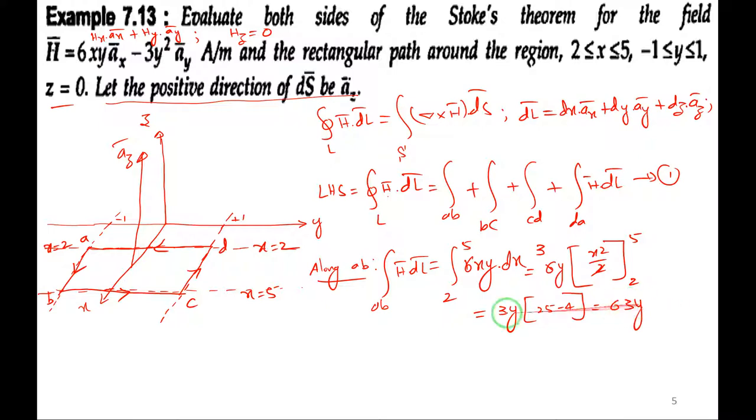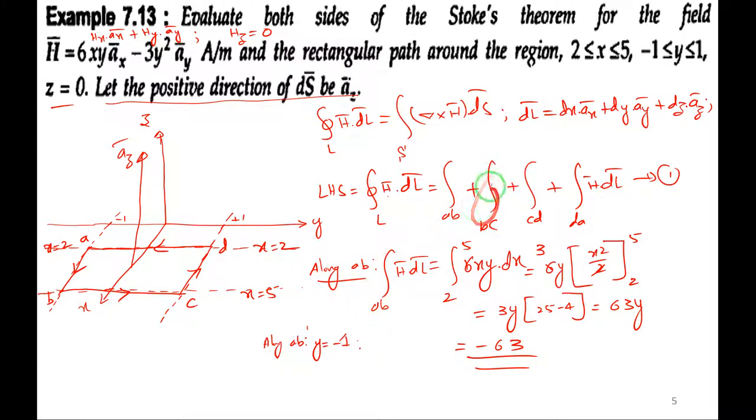But what about the value of y? If I am integrating along path AB, what is the value of y here? It is minus 1. So along AB, y is equal to minus 1. So the final answer, the integral of h dot dl, on substituting y as minus 1, is minus 63. Is it fine?